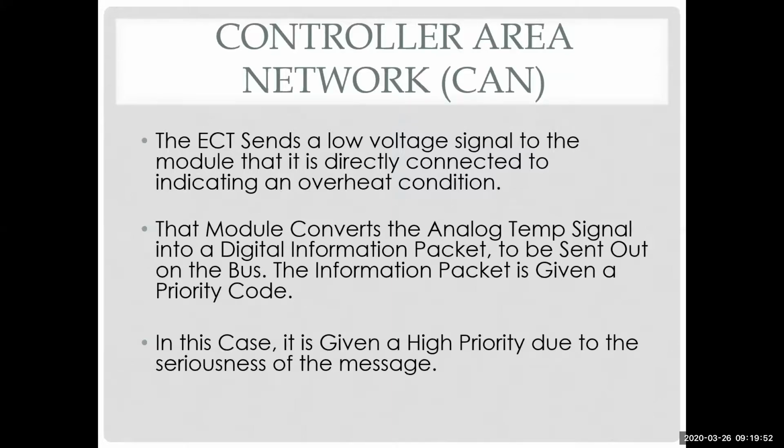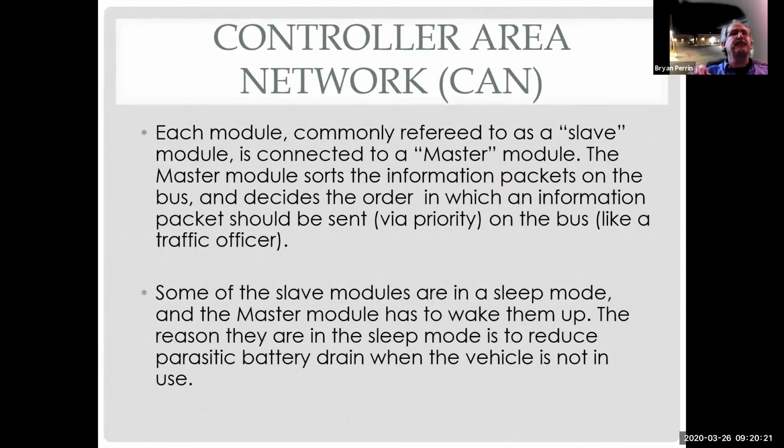Okay, so here on a control area network, the engine coolant temperature sensor sends a low voltage signal to the module that's directly connected to it, indicating an overheating condition. Normally the engine control module, but it could be something else. That module converts the analog temp signal into a digital information packet to be sent out on the bus. The information packet is given a priority code. In this case, it is given a high priority code due to the seriousness of the message.